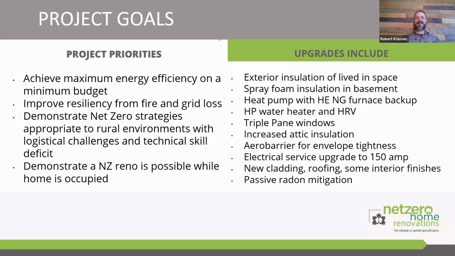Some of the top upgrades that we did was we put extra insulation on the main floor, increased the insulation in the attic, spray foamed the basement walls. There was also a heat pump installed, a heat pump water heater, and we did Aerobarrier to make sure that we really had that tightness taken care of. But for what we're talking about here today, the biggest difference was that we installed triple pane windows.